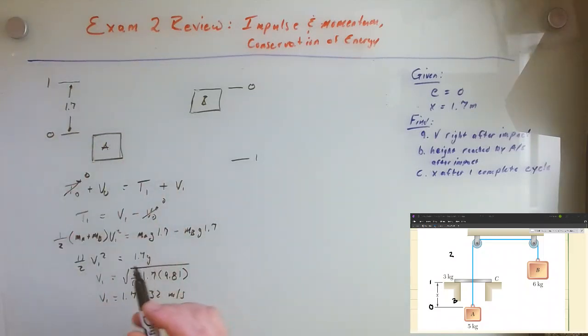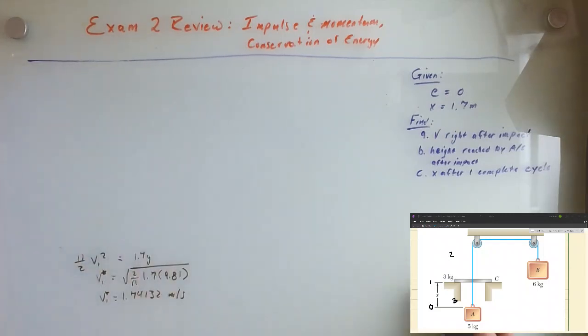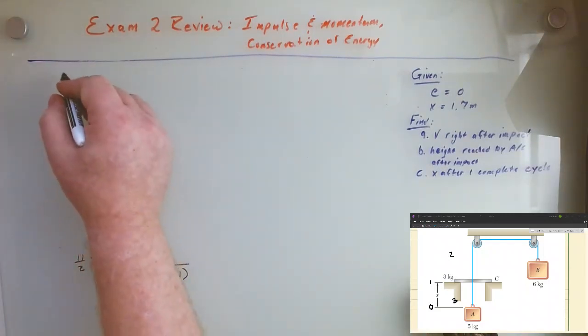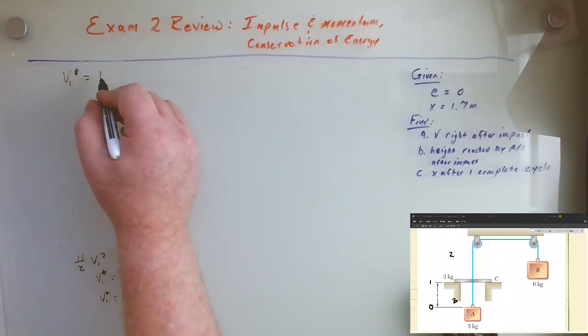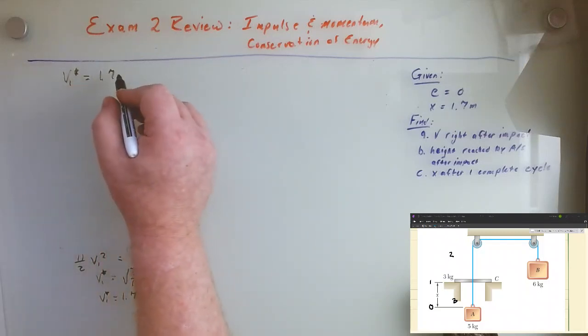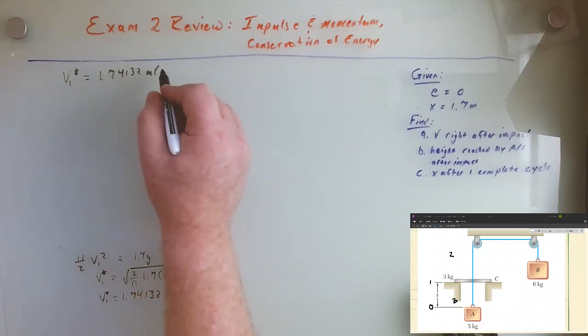So let me put this as star, because it's not really the value that we're looking for. It's an intermediate value. Let's make some room. I'll just write this up at the top. V1 star is equal to 1.74132 meters per second.